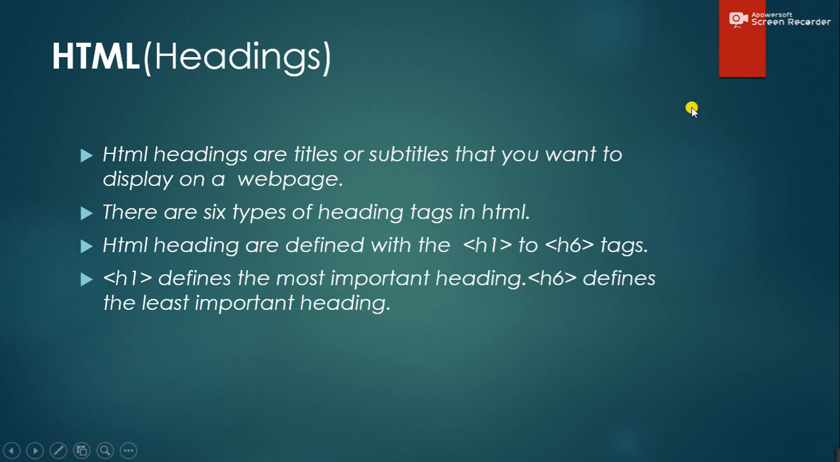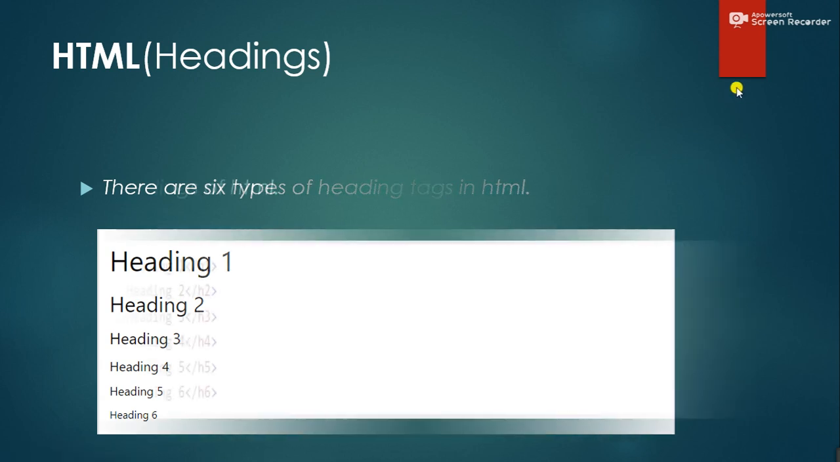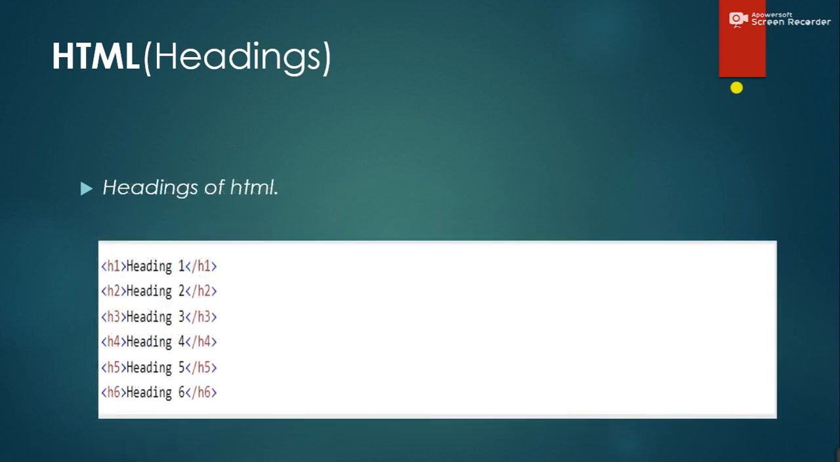Now let's move forward to our next slide. In this slide I show you that there are 6 types of heading tags in HTML. There are the most important heading 1, heading 2, heading 3, heading 4, heading 5 and the least important heading 6. On the next slide I show the code of those 6 types of headings.